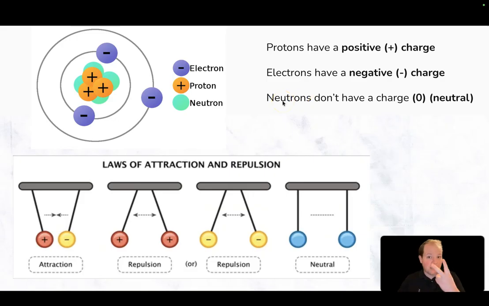So there are 2 types of charge, positive and negative. And protons have a positive charge, electrons have a negative charge, neutrons don't have any charge at all. Now, with charge comes something known as attraction and repulsion.